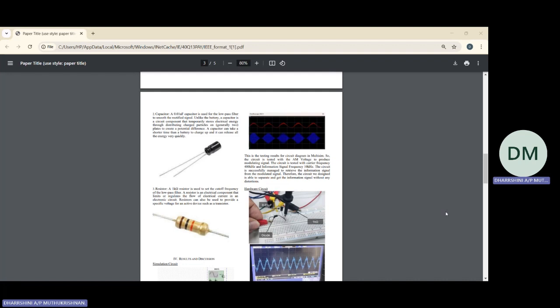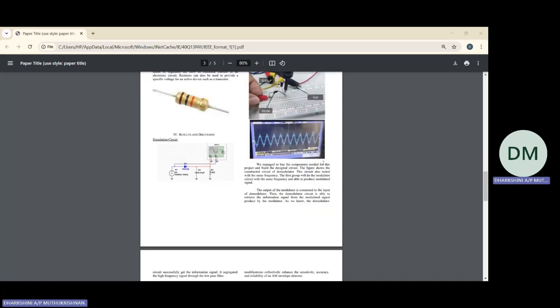Okay, now I'm going to talk about the hardware testing. We managed to buy the components needed for this project and build the designed circuit. The figure shows the constructed circuit of the modulator. This circuit was also tested with the same frequency. The modulator circuit is able to produce a modulated signal. The output of the modulator is connected to the input of the demodulator. Then the demodulator circuit is able to retrieve the information signal from the modulated signal produced by the modulator.